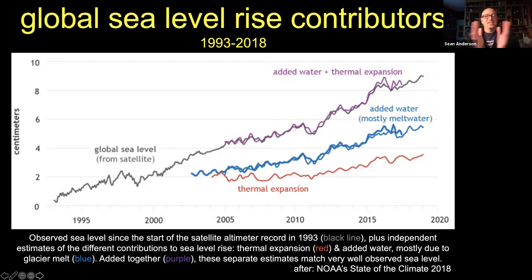As we take a substance, in this case water, and warm it up, it starts to expand a little bit. Eventually, if we make it warm enough, it'll go from liquid form into gaseous form. But it gets larger in volume. That's the red line. The other major thing that's going on is we're melting our glaciers and we're taking water in frozen form and putting it into liquid form in the basins of the world's ocean. And that's the various blue lines. And if we take those two lines mathematically and add them together, surprise, surprise, we get a very good match with what we're seeing in the real world, what we're actually measuring directly with our satellites.